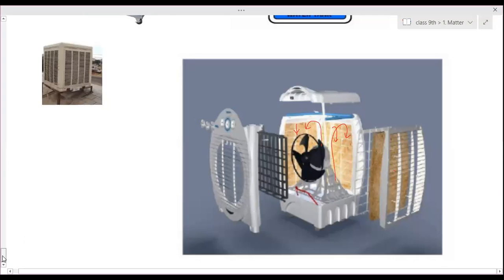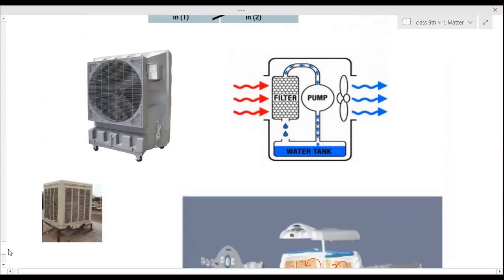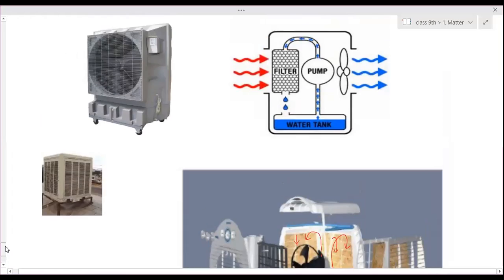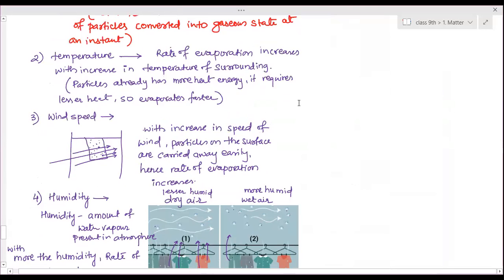Clear? Able to understand? Yes, ma'am. So these also work on evaporation technique. Understood everything? All these points clear about the evaporation? Yes, ma'am. Anyone has any doubt?